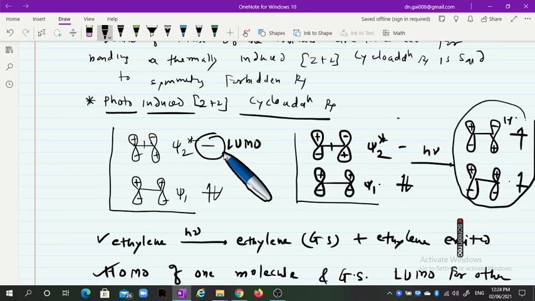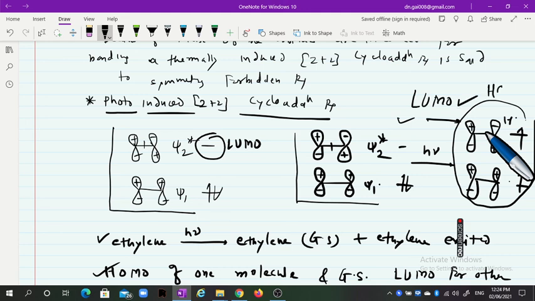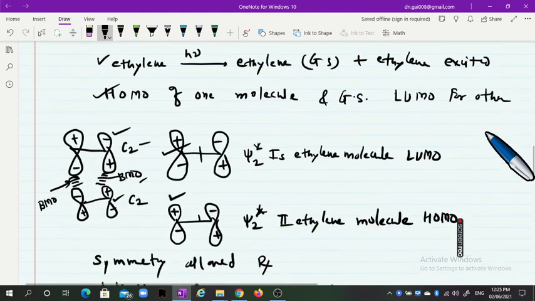In the second ethylene molecule, when it is excited, both are occupied molecular orbitals. In this case there is no chance of a lowest unoccupied molecular orbital. Therefore, for the second ethylene molecule we must consider only the highest occupied molecular orbital, and for the unexcited ethylene molecule we always consider the LUMO, the lowest unoccupied molecular orbital.